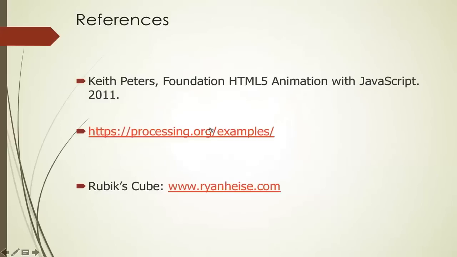The original idea is actually by Keith Peters. His book on HTML5 animation with JavaScript has this project, and I just changed it to Processing. In fact, at processing.org you can download Processing, and it has examples, and this is also one of the examples from the website. The picture I used for the Rubik's Cube is from Ryan Heise's website. He has really great tutorials on the Rubik's Cube.